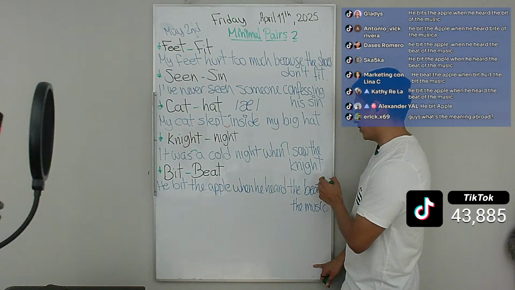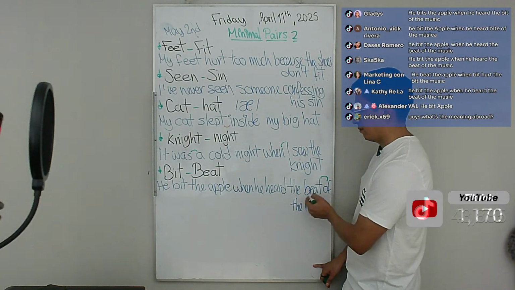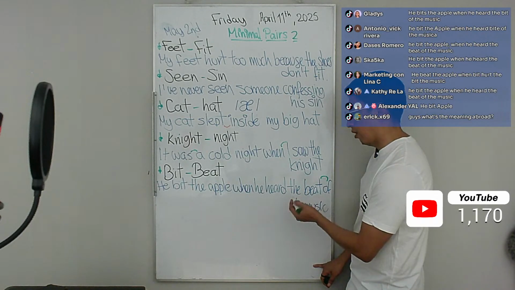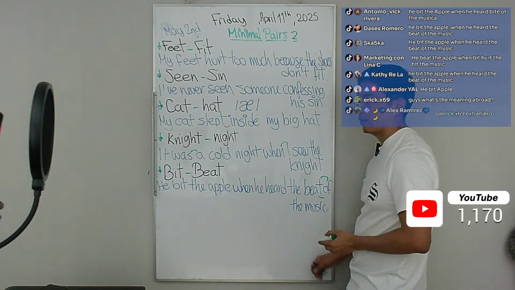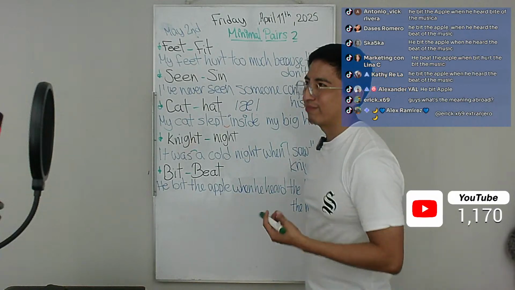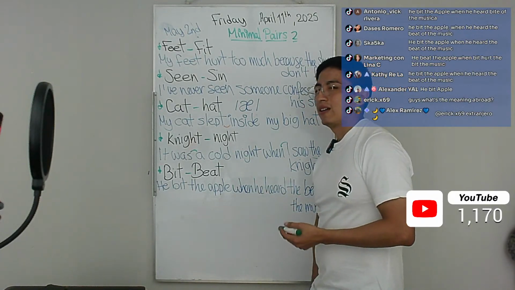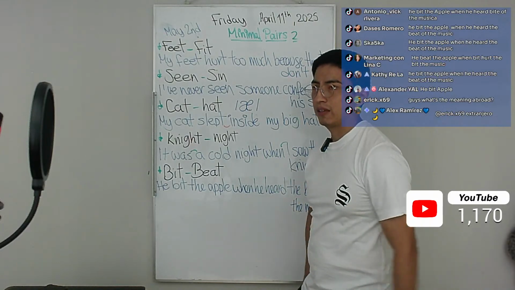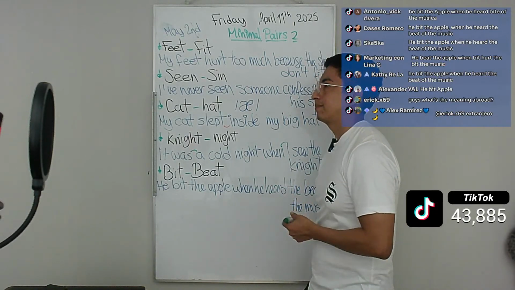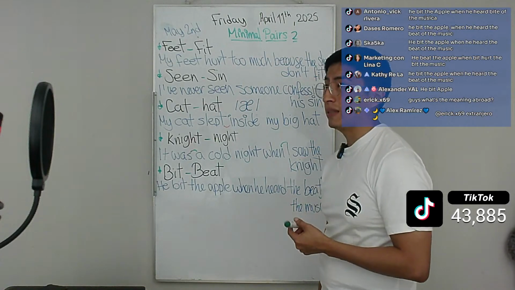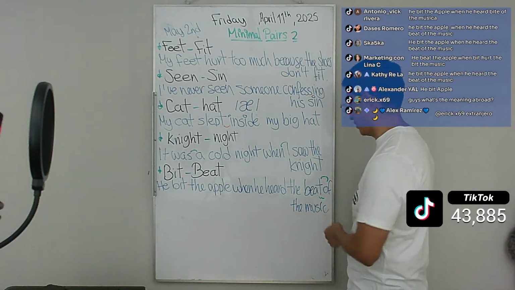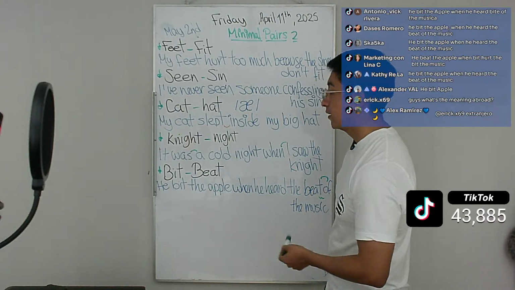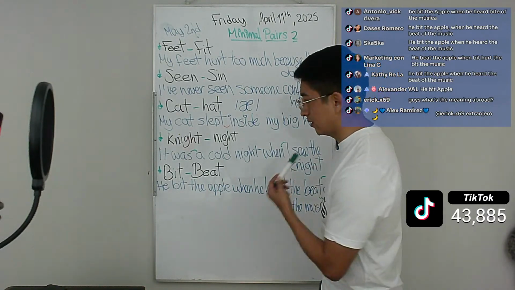I think the only one that we can connect is this one. Beat of, okay? The beat of the music. Obviously, in this case it's American pronunciation, or the American accent. If it were a British accent, it would sound different. But in this case, it's the beat of the music. So let's read this sentence.